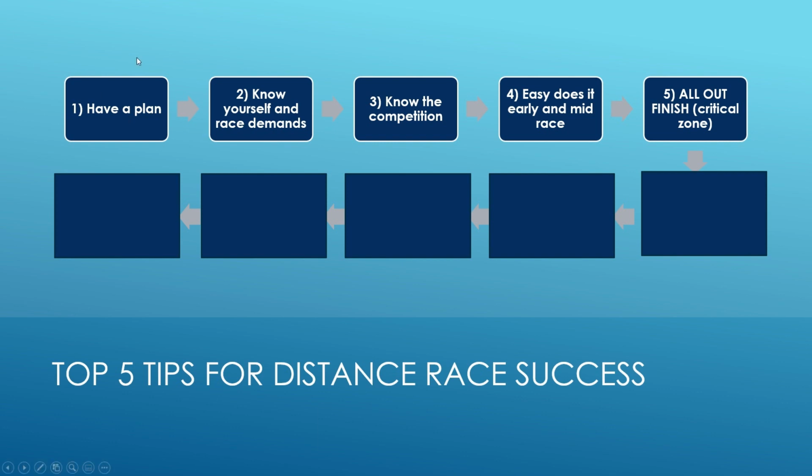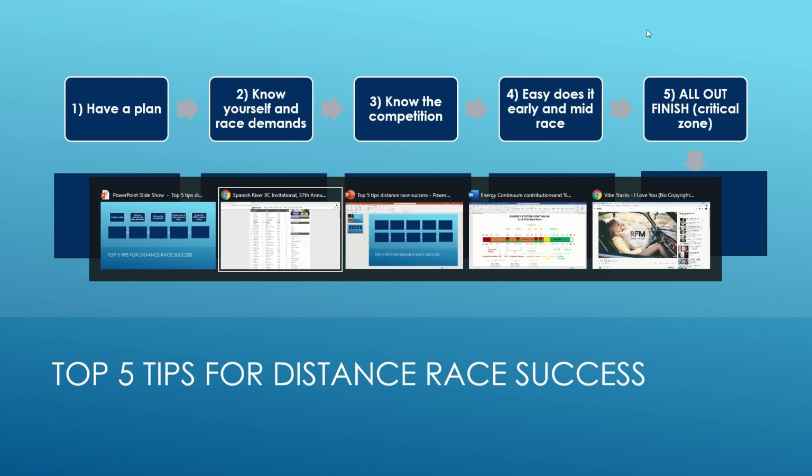So it means having a plan so that you know yourself and knowing what easy means for you early and easy for the race. Knowing the competition so you don't get sucked into this too much too early. But building to this point here, this is where the race is won and lost. This determines if you have a PR or not, right? You can't do this if you haven't set up these other 4 things. They definitely build on each other to have that plan, knowing yourself, competition, easy does it early and mid, and then all out.